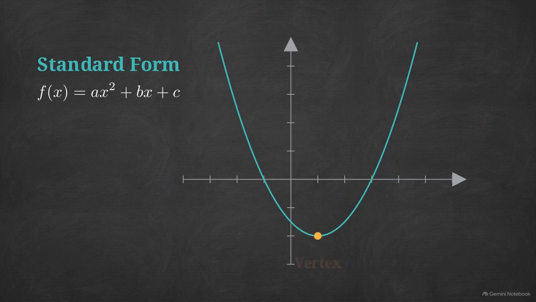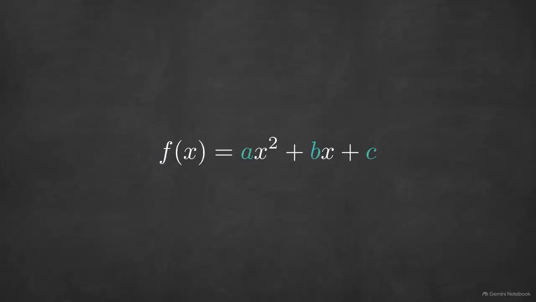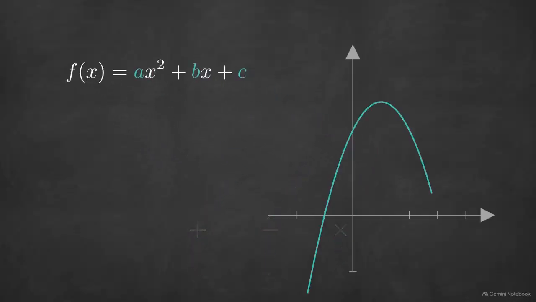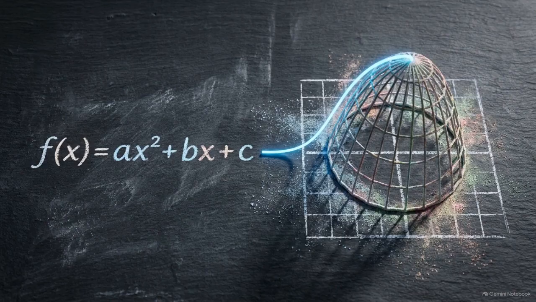The most structurally important locations here are its lowest point, the vertex, and where it crosses the horizontal axis, the roots. But the standard form equation does not give us those coordinates. The values for a, b, and c represent a sequence of algebraic operations, not geographic locations. While the constant c identifies the y-intercept, the coefficients alone leave the coordinates of the vertex and the roots hidden within the algebra. To see the geometry, we have to translate the equation into one of two specialized formats.